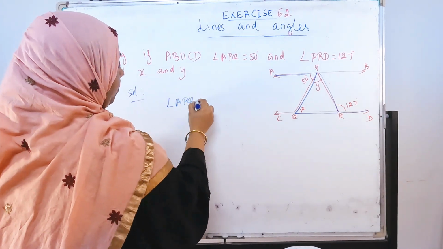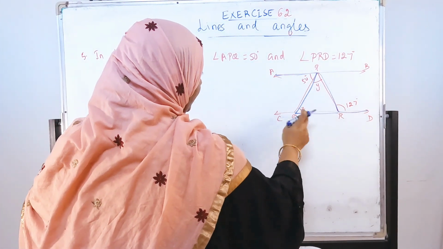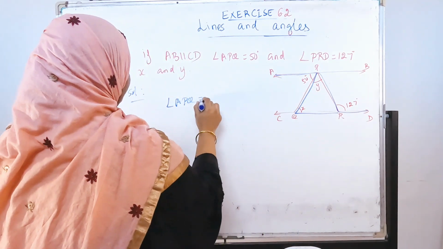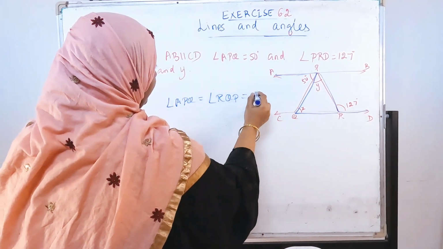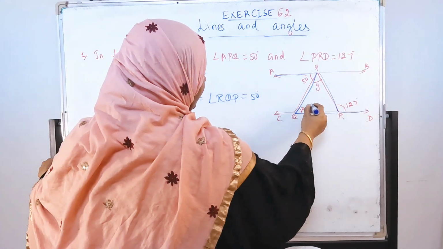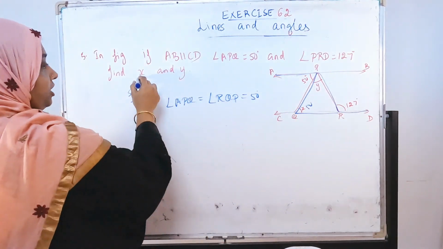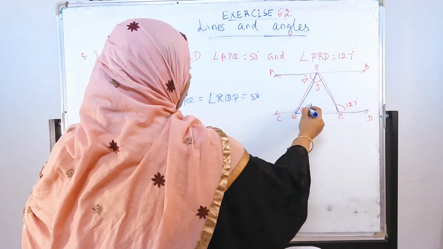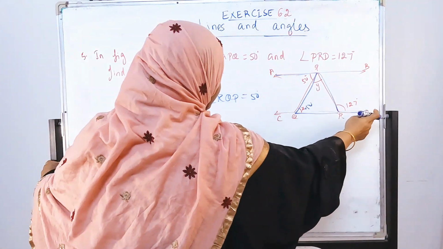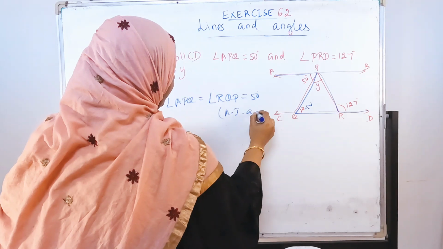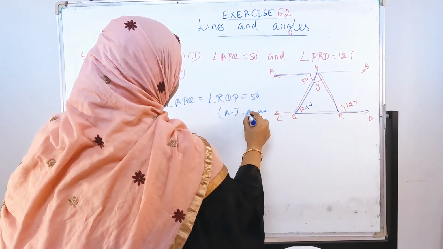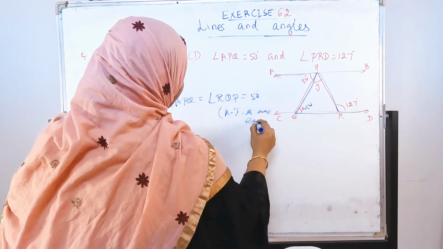Angle APQ is equal to RQP. It is 50 degrees. Now this is 50 degrees, over. They are asking x only, no, x before. Then y is what? You take this side. You have to write: alternate interior angles are equal.